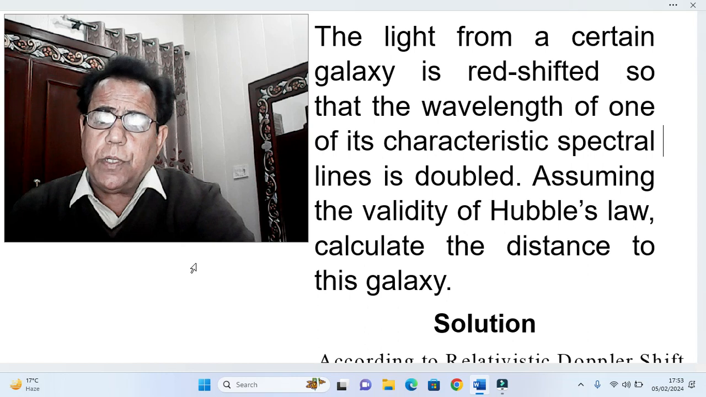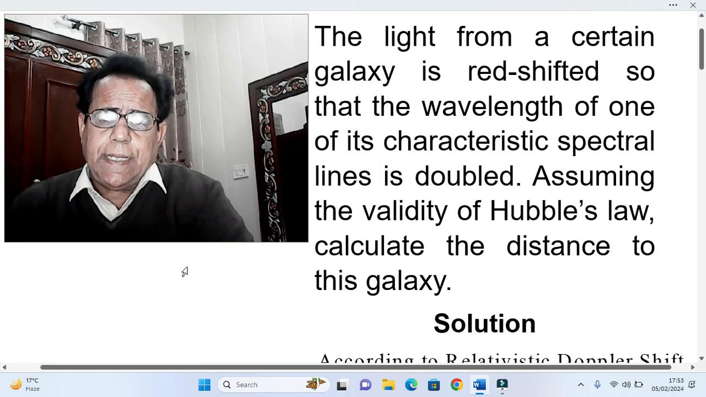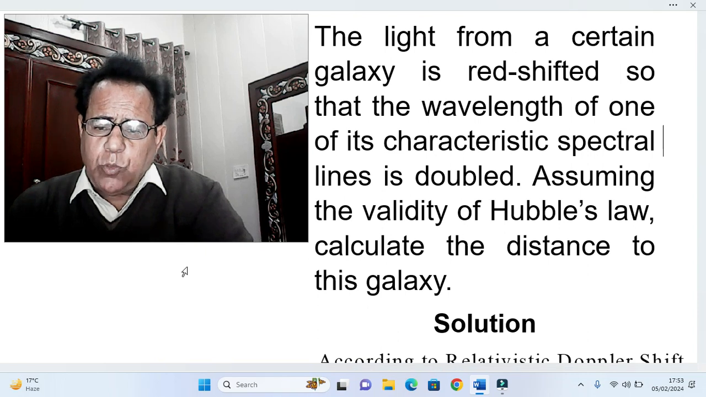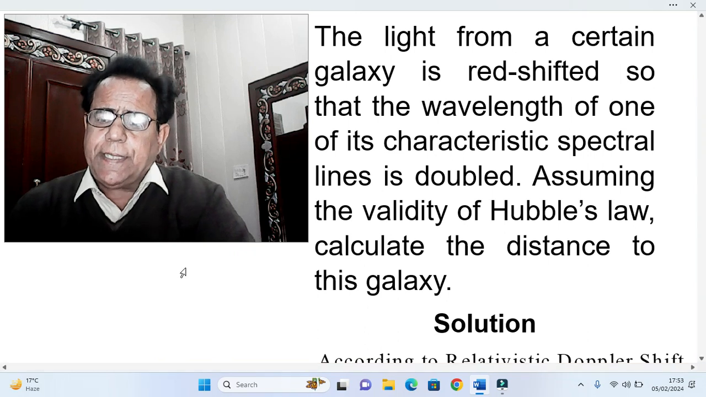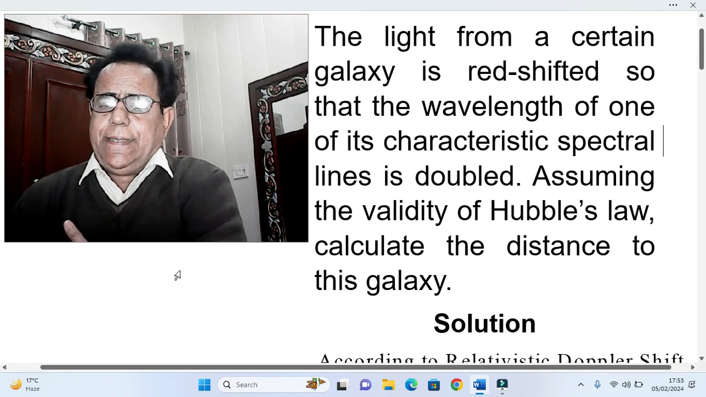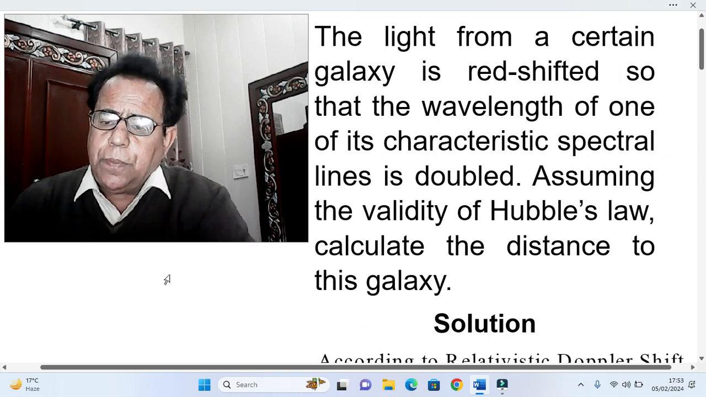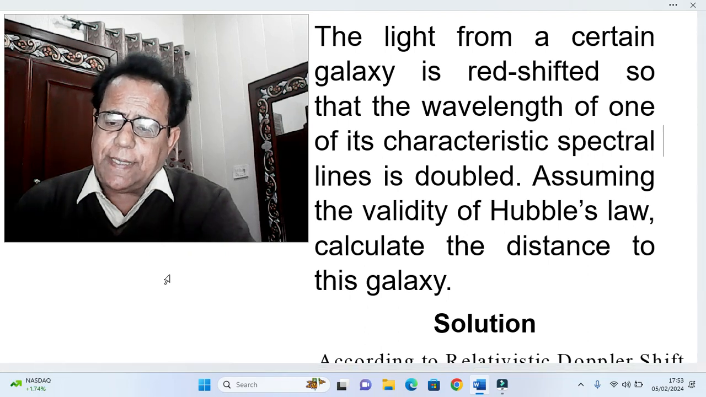This is our next problem, chosen from the book Modern Physics by Kenneth S. Crane. As usual, we first come to its statement. The light from a certain galaxy is red-shifted so that the wavelength of one of its characteristic spectral lines is doubled. Assuming the validity of Hubble's law, calculate the distance to this galaxy.